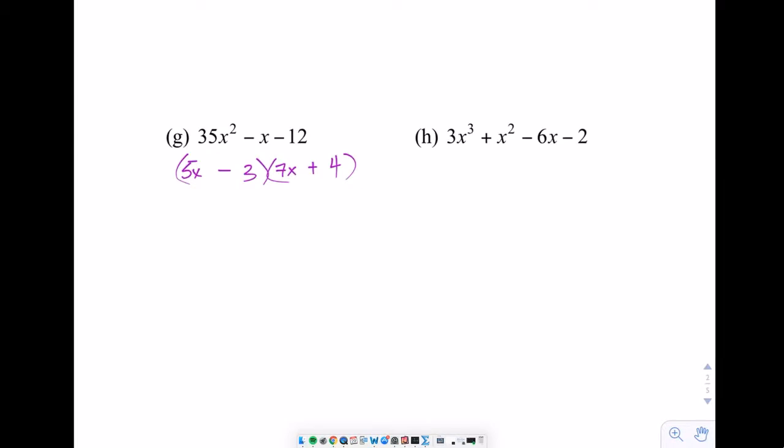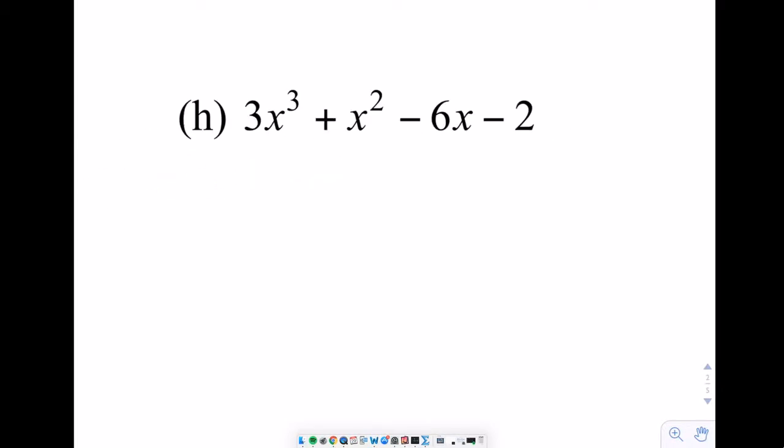Okay. On your mark, get set, H. Whoa. What do you notice about H? How many terms? 4. There's 4 terms, and it's a cubic. Is it written in descending order? It is. That's good. Any common factors? No. So, factor it. Go.